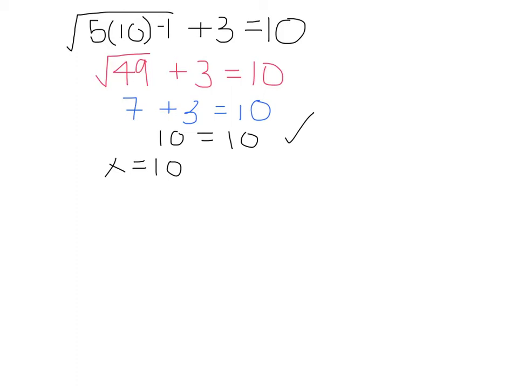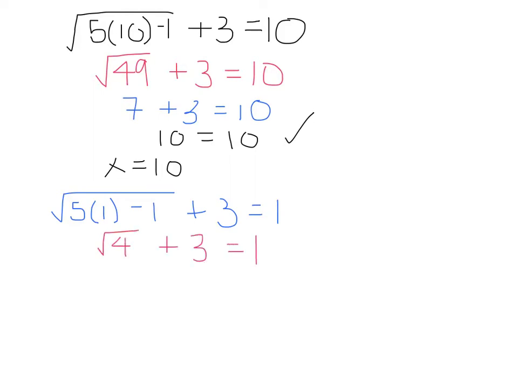Now let's check the other one, because just because one of them works doesn't mean the other one doesn't. So now I'm plugging in 1 for x. 5 times 1 is 5. 5 minus 1 is 4. The square root of 4 is 2. And 2 plus 3 is 5, and 5 does not equal 1. So x equals 1 is an extraneous solution.